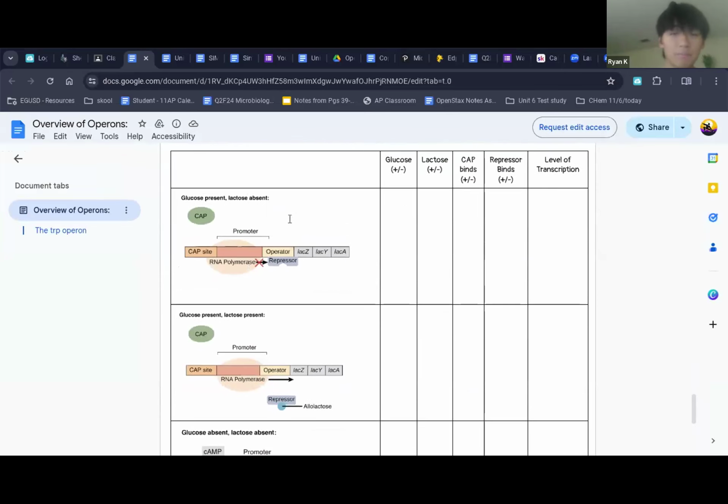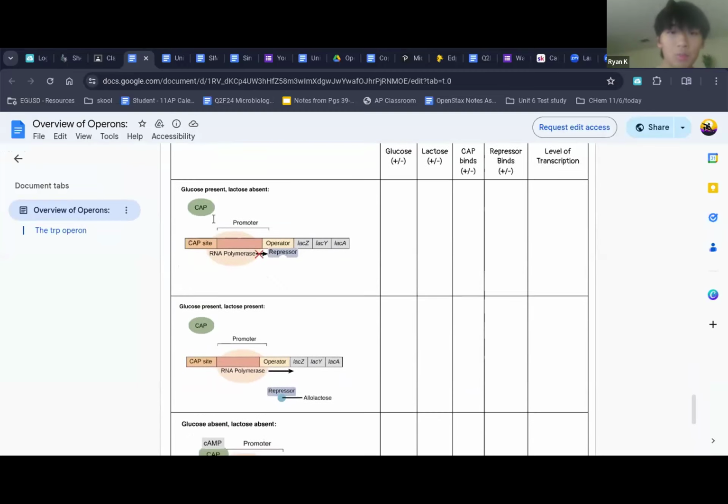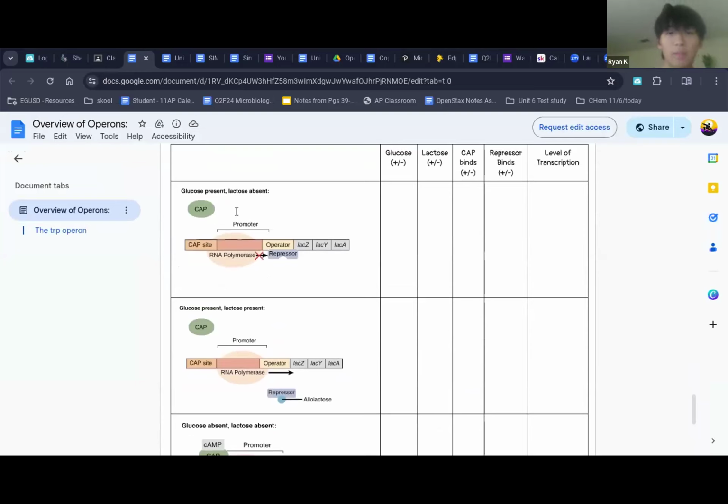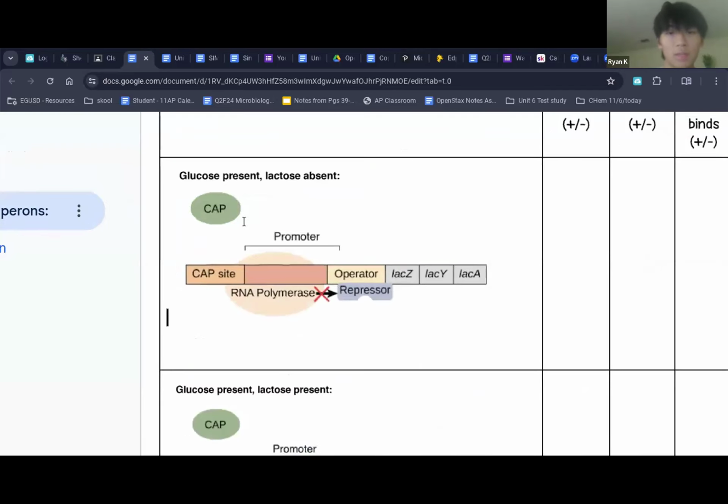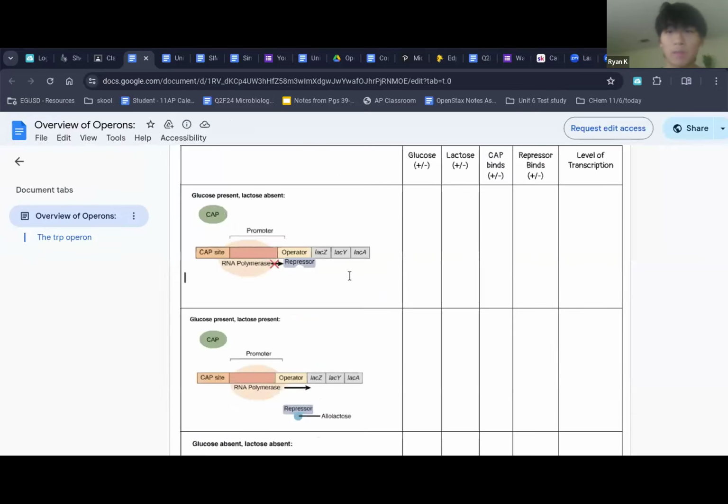Okay, so you can see that there is only CAP and no cAMP. There's no key to the CAP, so it's going to go really slowly, and the RNA polymerase is just going to be in neutral the whole way. Since there's a repressor, the brake is blocking it, so we know there's no milk enzyme being formed. And there's glucose present and lactose absent.